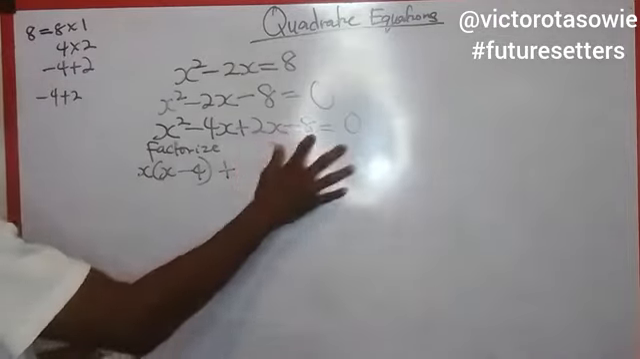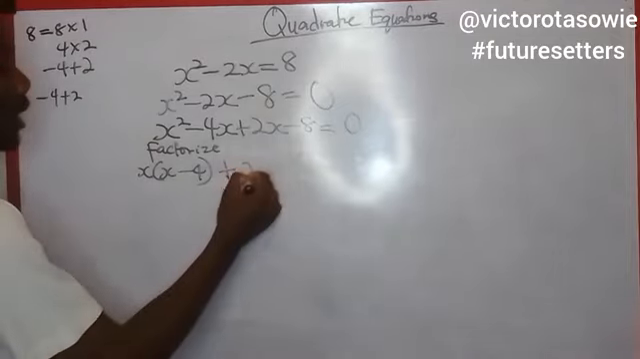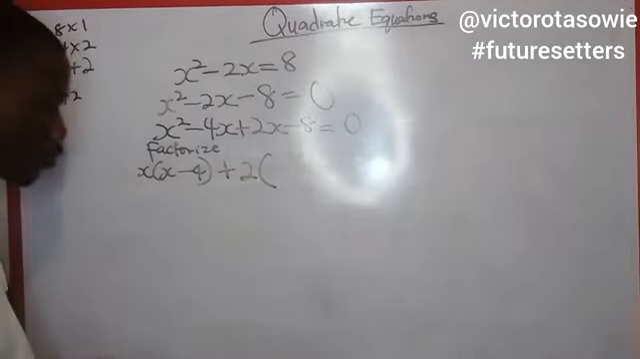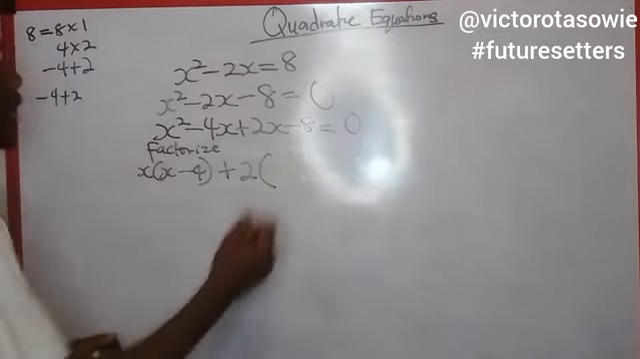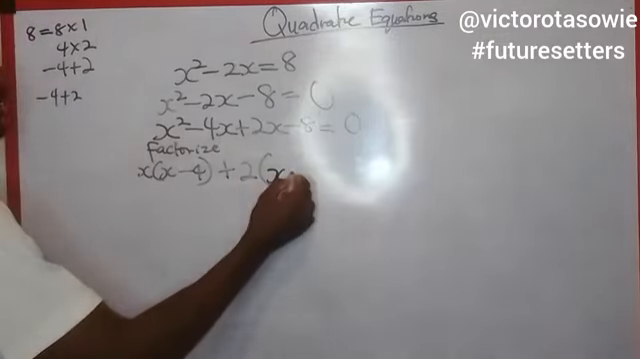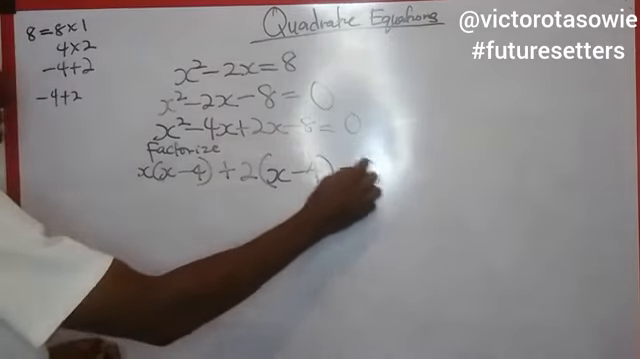Now, in this place, 2 and minus 8, what's common? We have 2 common, and we don't have any other thing common. So we are going to bring 2 out. Now, after bringing 2 out, from my own observation, we are going to have x. Then, if you remove 2 from 8, what will it give you? 4, because 4 times 2 is 8.